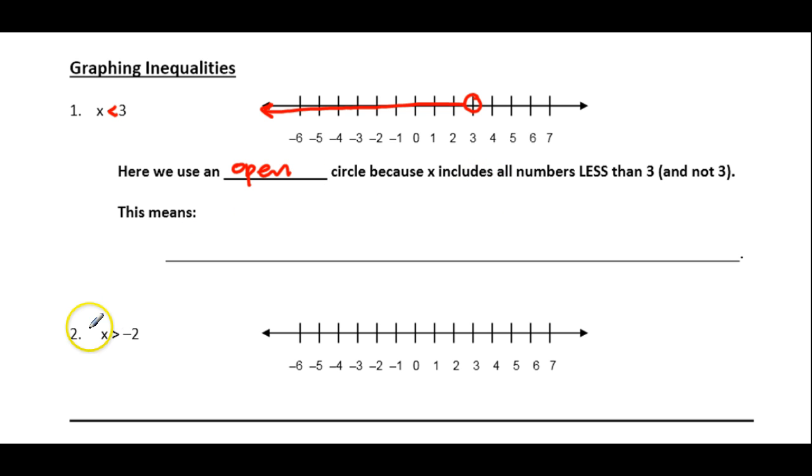Okay? Now let's try another one. Here we have x is greater than negative 2. So you're going to put your circle on the negative 2, but it's going to be an open circle again because it doesn't equal negative 2. It's everything greater than. So look, the arrow goes that way. We're going to color that way where the numbers are greater. So what's greater than negative 2? We could have negative 1, 0, 1, 2, even what's in between, 2.5, 3.5, anything at all. Okay?